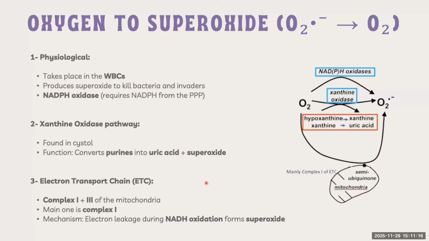Lastly, we have our electron transport chain. Our electron transport chain in our mitochondria has many complexes, okay? The main complexes that you want to remember are complex 1 and complex 3. And from these two, the important one is complex 1, okay? In this mechanism, the superoxide is generated when electrons are leaked from your electron transport chain. These electrons will react with oxygen, and this will cause the generation of superoxide, okay?